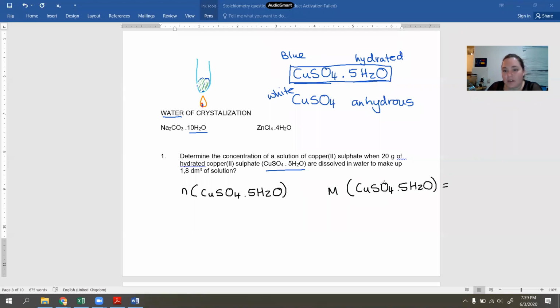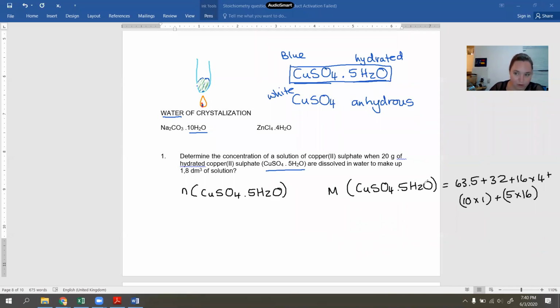is going to be copper, and you're going to have to double check me on this, but I think it's 63.5. Sulfur is 32. Oxygen is 16, and there are 4 of them. Plus the 5 times the 2, there are 10 hydrogens. And there are 5 times the 1, which is 5 times 16 for the oxygens. You are welcome if you wish to treat water as having a mass of 18 and then multiply things out. It's entirely up to you.